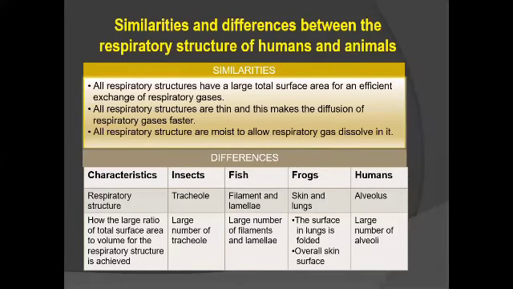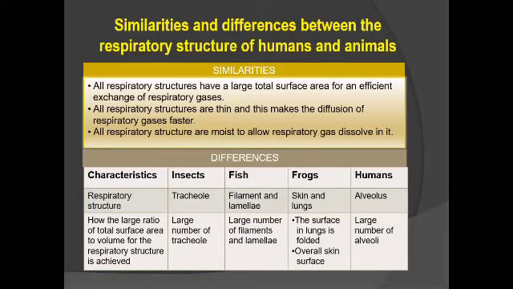Similarities and differences between the respiratory structures of humans and animals. The similarity is that all respiratory structures have a large total surface area for an efficient exchange of respiratory gases. Besides, all respiratory structures are thin and this makes the diffusion of respiratory gases faster. Lastly, all respiratory structures are moist to allow respiratory gases to dissolve in them.